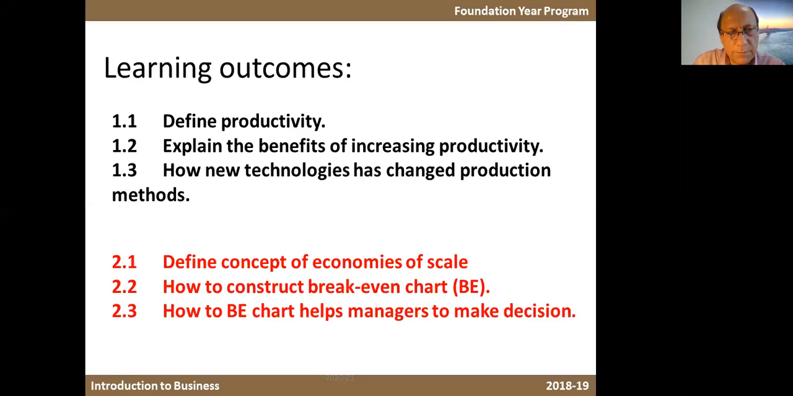Learning outcomes. Number one, define the concept of economies of scale. Number two, how to construct the break-even chart. This is a very important concept and you have to use it in your assignment and show the break-even point of your business. Next, how the break-even chart helps managers to make decisions.